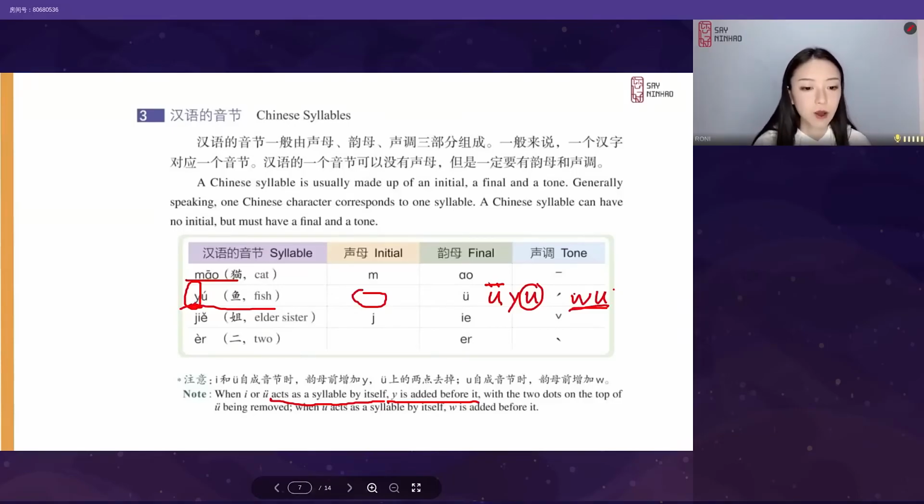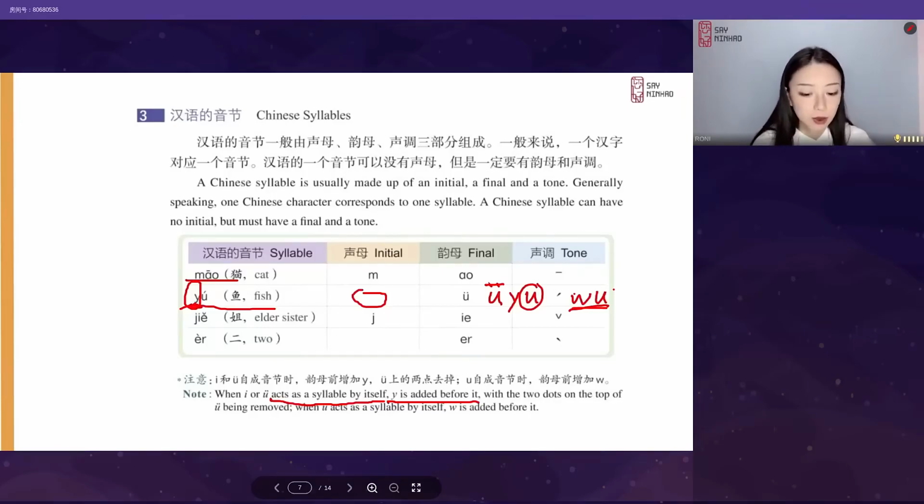Now let's focus on yu. Okay, so this is yu, and the tone is second tone, which is yu. Yu means fish. Now let's see the next one.